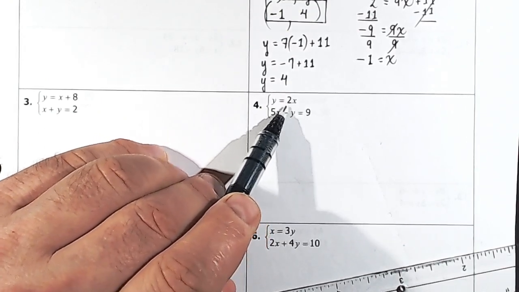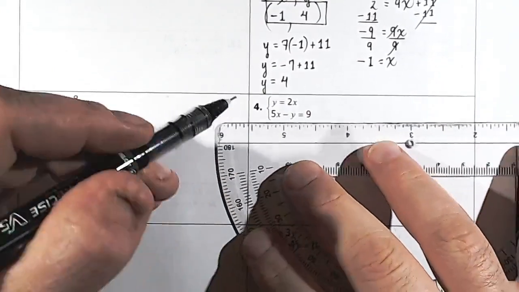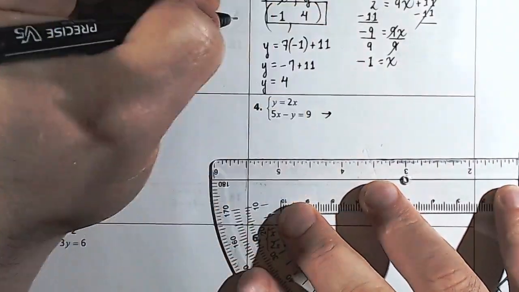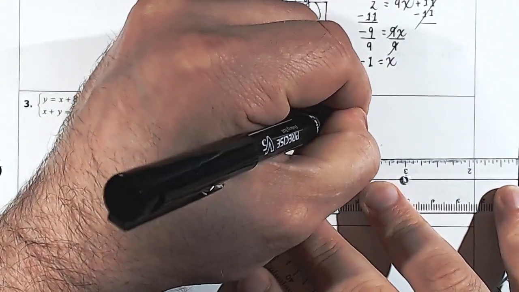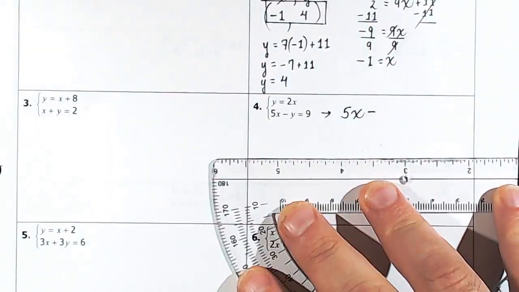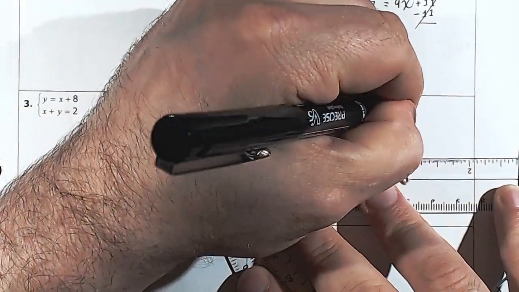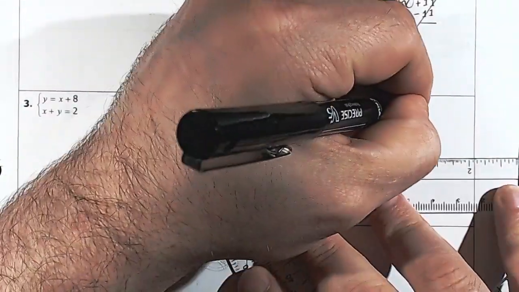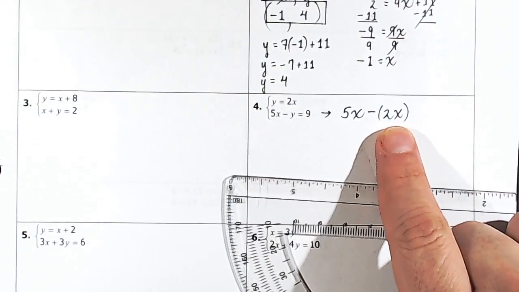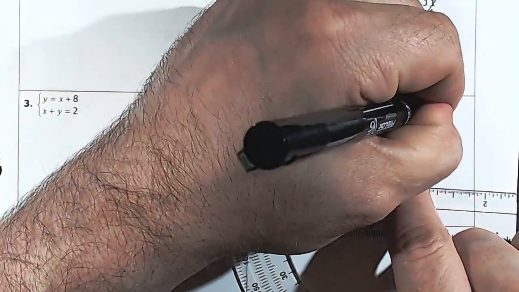It's like I'm going to cut out the 2x and I'm going to paste it over where that y is. Watch what I mean here, okay? What I'm going to do is write 5x minus, and then I'm going to do an open parentheses, 2x, close parentheses. So instead of writing y, I wrote open parentheses, 2x, close parentheses. And now I'll write equals 9.